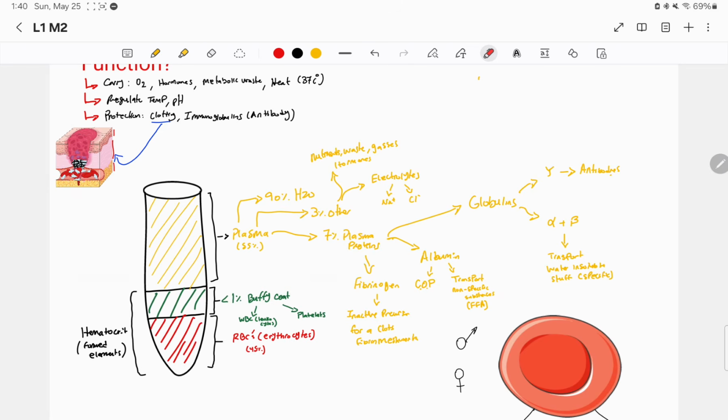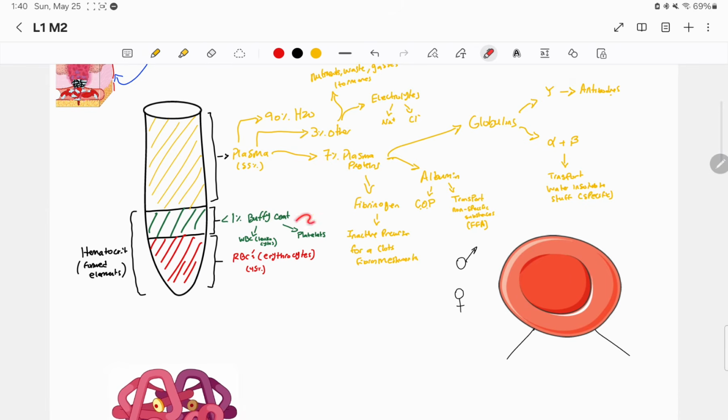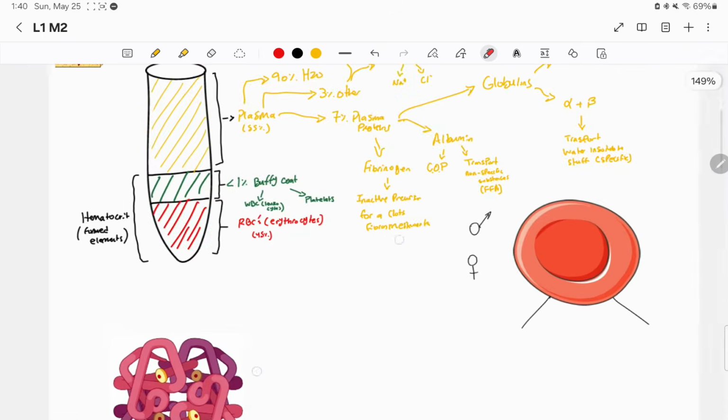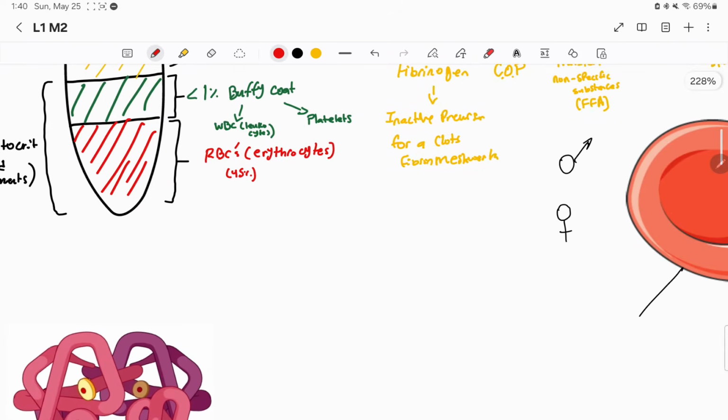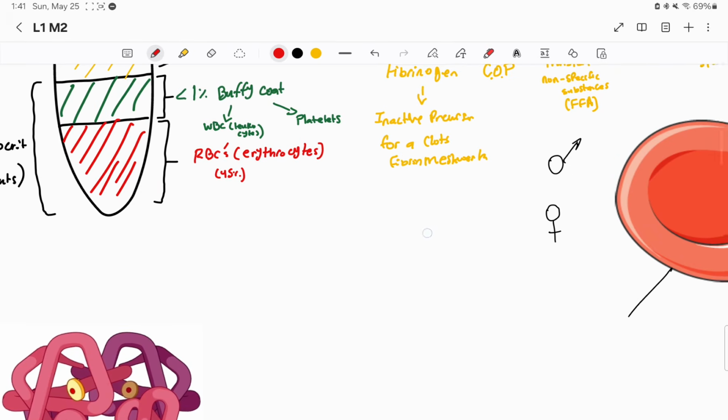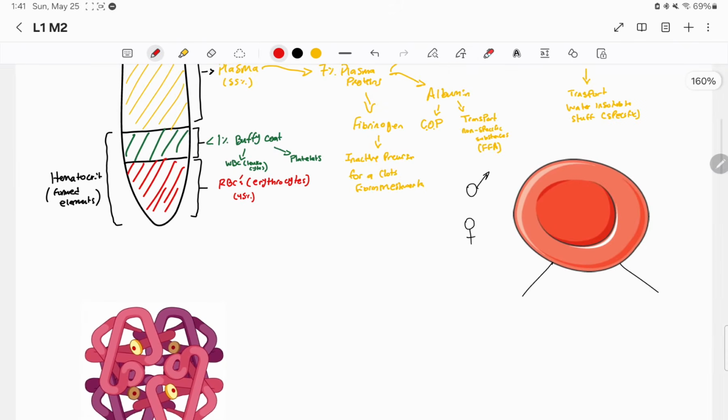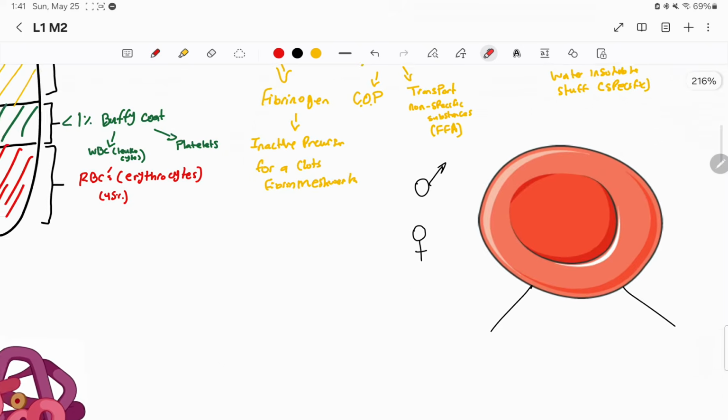Alrighty, so now we talked about plasma, we talked about the Buffy coat. Now let's get into this guy. He is what you want to know, the red blood cell. Okay, the red blood cell, guys. This red blood cell has so many cool things in it. So here's, first of all, an image of the red blood cell, right here.